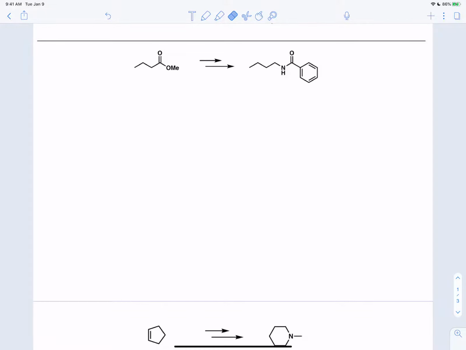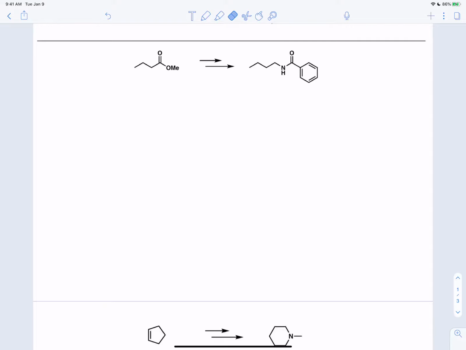Okay, so in this video, I'm going to go through some of the extra recommended problems that were listed at the bottom of the book chapter problems on the handout posted at Canvas. In this problem, we see that we have to try to turn a methyl ester into an amide.